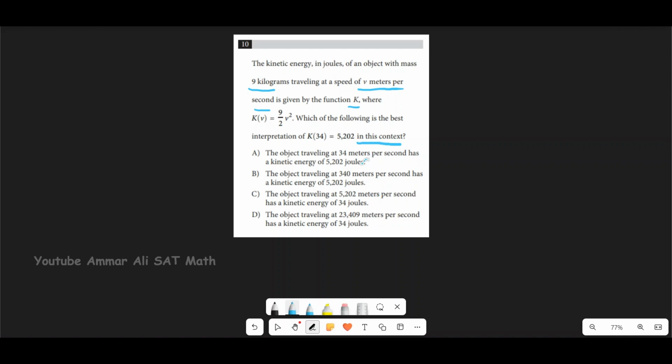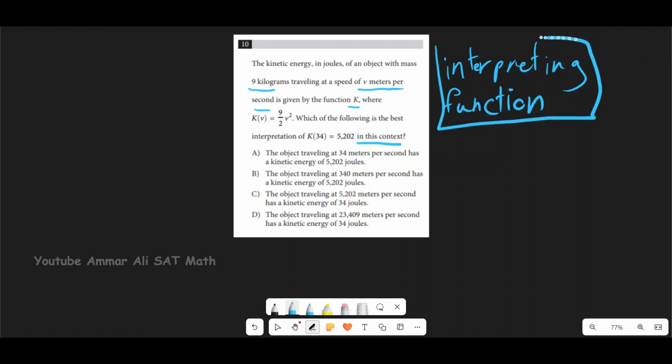So this question, you don't really need to do any math because the fundamental concept they're testing you on is interpreting functions. You could even extend this further and say this is just SAT algebra, but the main thing they are testing you on is how to interpret functions in the real world.